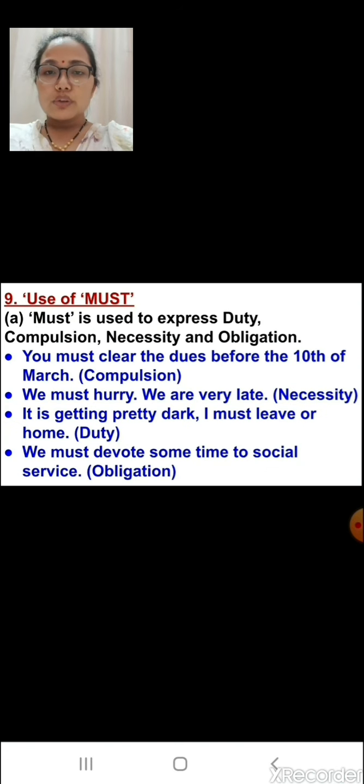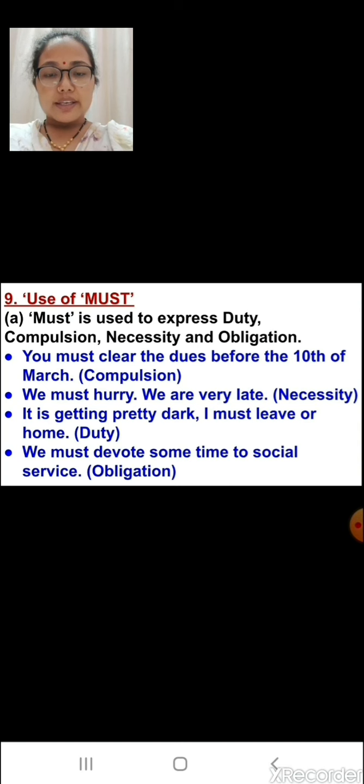Number 9, use of must. Must is used to express duty, compulsion, necessity, and obligation. For example, number 1, you must clear the dues before the 10th of March. So here it is compulsion. Second, we must hurry. We are very late. So here must expresses necessity.